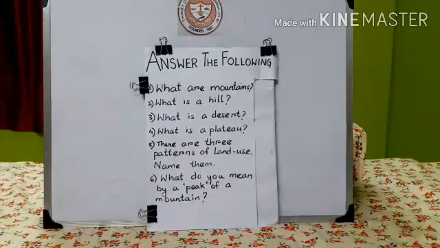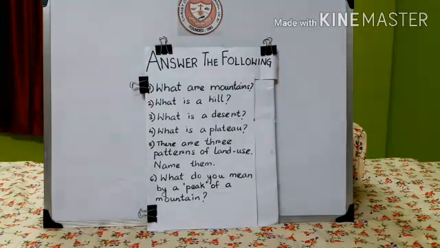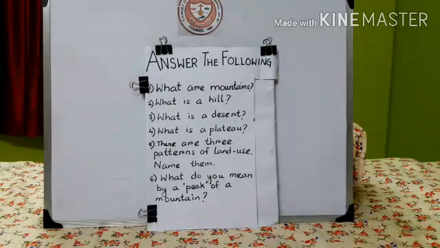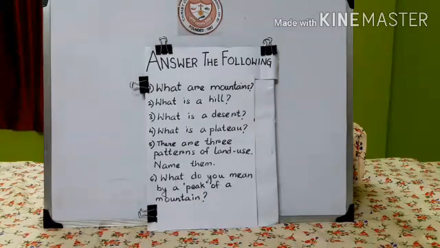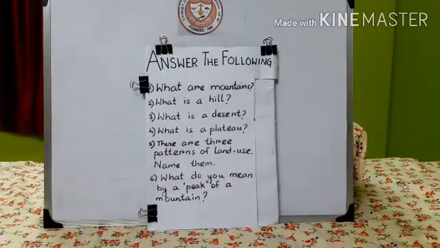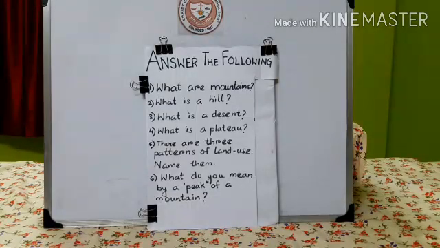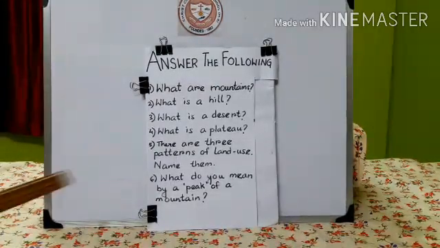A high level land rising steeply from surrounding area is called a plateau. It consists of hills with flat top. This you have to add. It is in the book, but it is in the third line. So, the first line and the third line you have to add. Got it? Now we will move to question number 5.